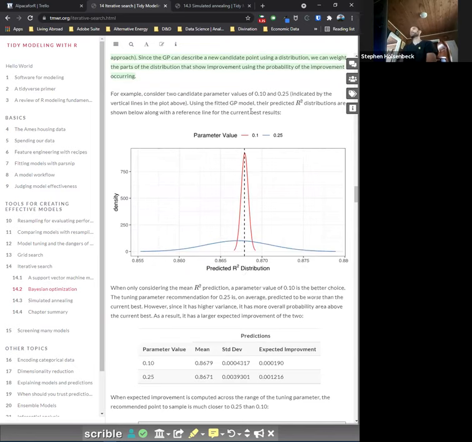So considering the two parameter values of 0.10 or 0.25 indicated by the vertical lines, using the fitted GP model, the predicted R-squared distributions are shown below along with the reference line for the current best results. So at 0.1, there's a very high density because it's so close to the previous best result. And then with 0.25, there's a very large variance, but not a high prediction.